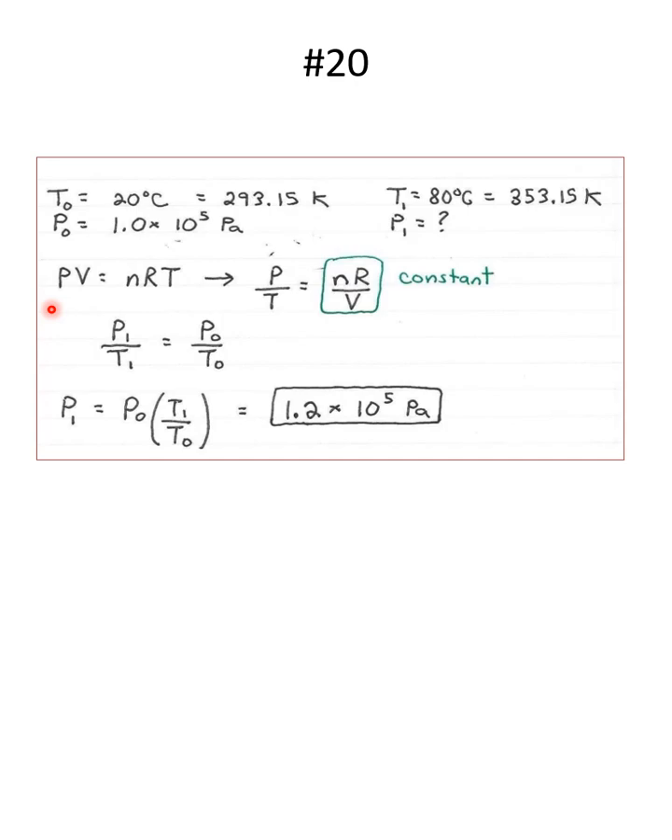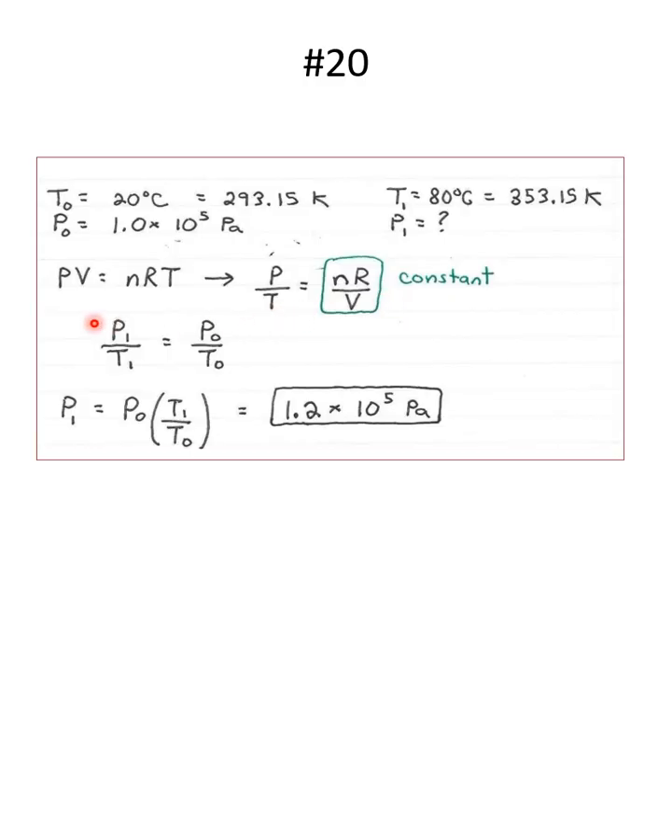We'll keep things that are changing to the left, things that are constant to the right. So going through the algebra, you get P over T equals nR over V. So P over T is constant, and we don't care what the constant is. It's just important to know that it is constant.